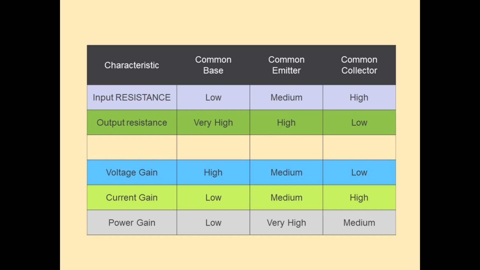So power gain is low in the case of common base configuration and medium in the case of common collector configuration. And it is especially important that in the case of common emitter configuration, power gain is very high. This is the comparison of different parameters in CB mode, CE mode and CC mode.